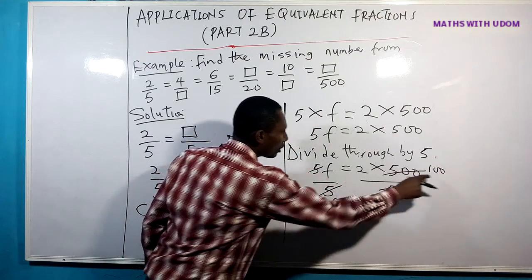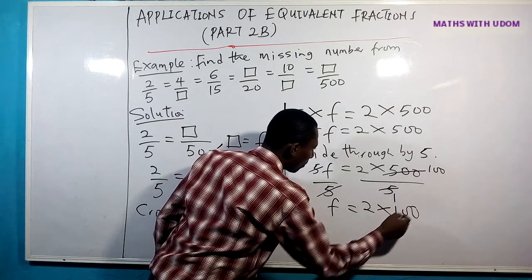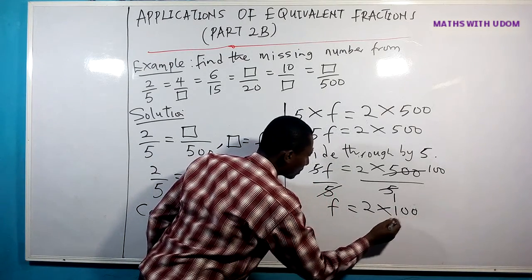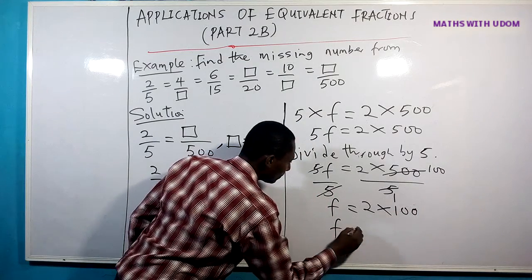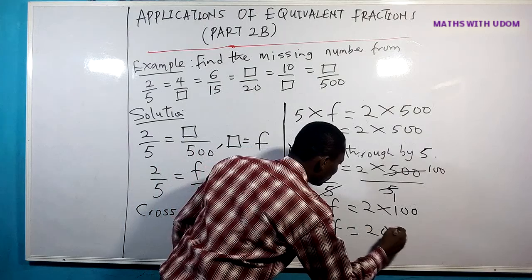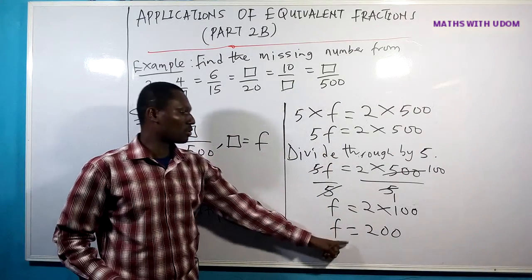So we have 2 multiplied by 100. 2 times 100 is 200. Which means the value in the box here is equal to 200.